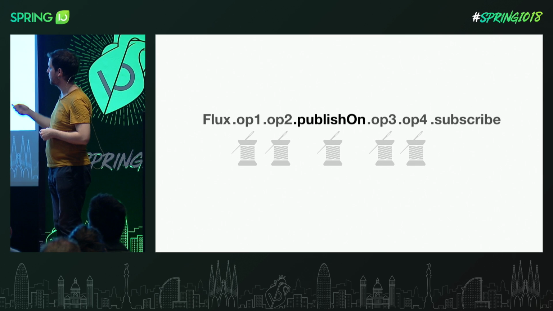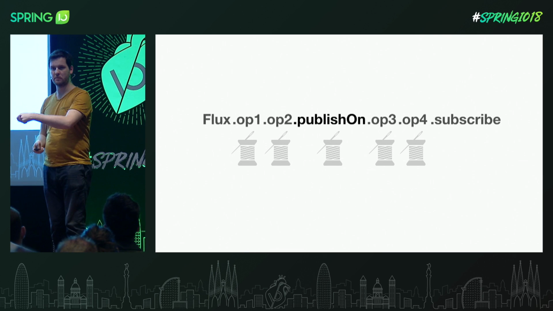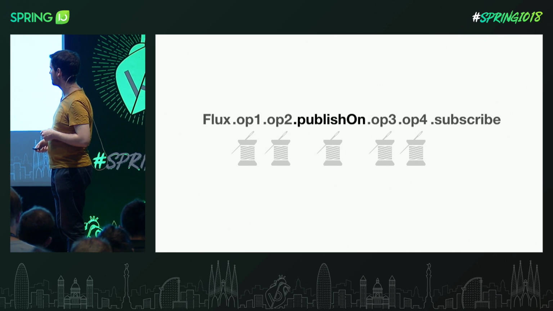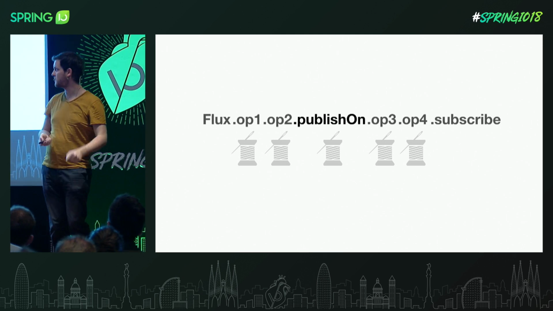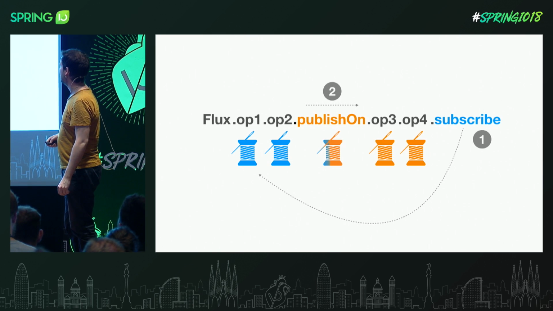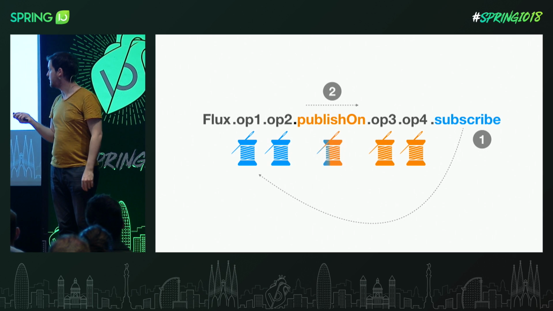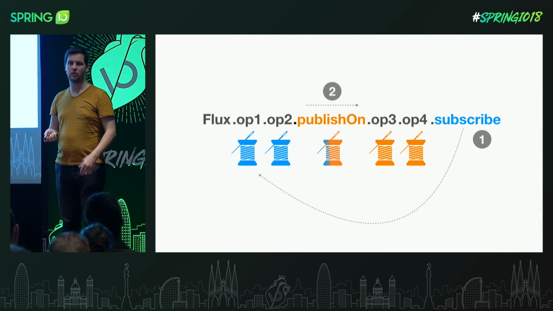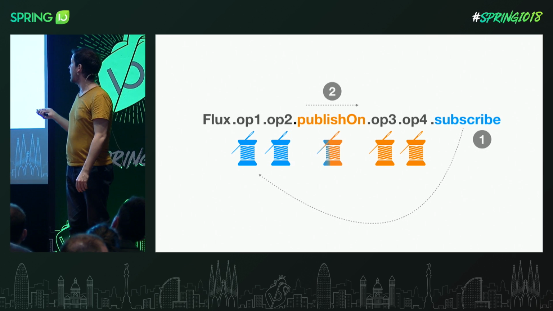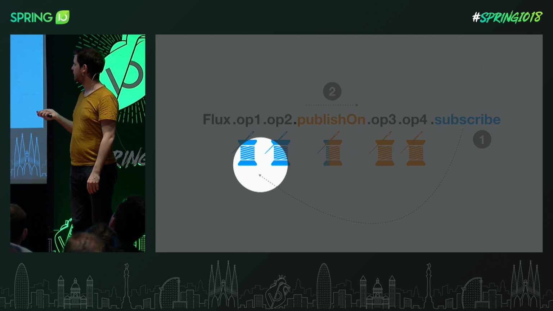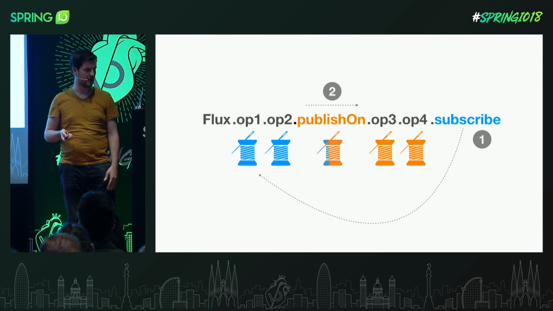Say you have this sequence: flux.operator1.operator2.publishOn.operator3.operator4.subscribe, so you actually trigger the sequence of events. And here we have the threads on which each of these operators will execute. Can you guess how it will look? It would look like that. The starter thread, the blue one, is the thread where you called subscribe. If you call subscribe from your application main method, it would be the main thread, for instance. From where you subscribe, all the operators at the beginning of the chain execute in the blue thread, so they keep the same initial thread.